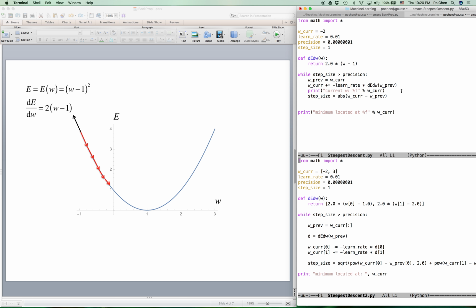So here we are again importing programs from pre-existing libraries. Here w_cur means the current value of w, right? We are starting with a w value that's -2. On this particular graph, -2 is about here. So we are basically starting from a position that's way above here. It's very far from the optimal, but it doesn't really matter.